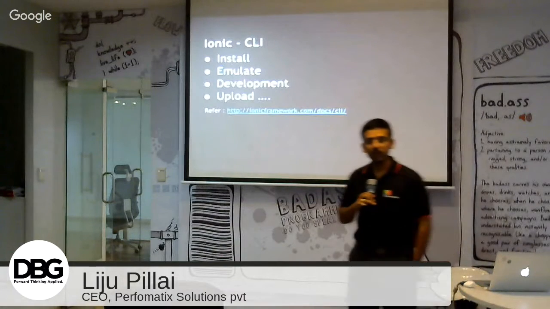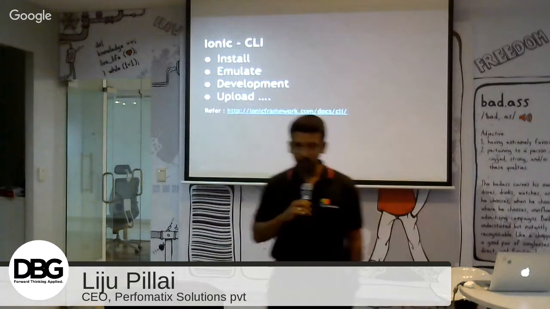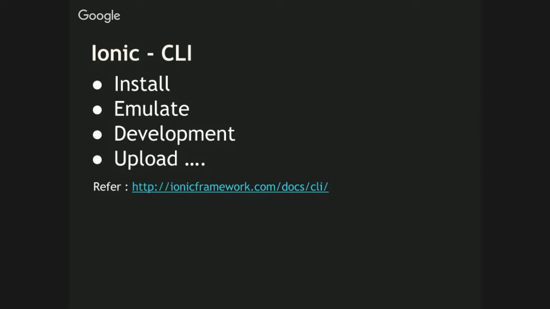All right. So the last section before we jump into the demo is Ionic CLI. Ionic has a very powerful CLI. CLI is like command line interface. So you can use the command line interface to start a project, install a project, distribute a project, deploy a project. There's a lot of things you can do with Ionic. So once we start the demo, you'll see what I'm talking about.